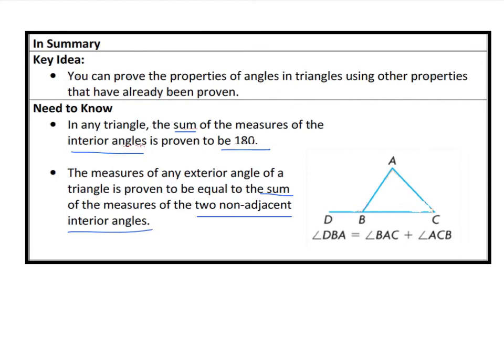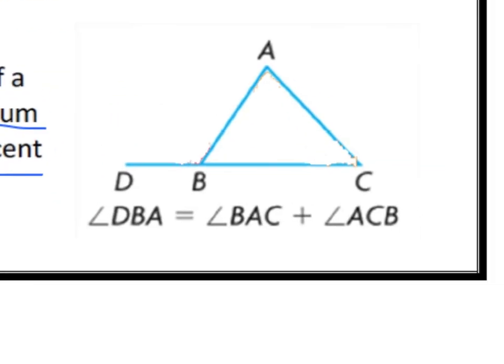So what does that mean? It means DBA, let's zoom in here a little bit. So DBA, this angle right here, is equal to the sum of BAC plus ACB. I'm not going to try and color it in because it just doesn't seem to be working for me. There you go. So this angle is equal to the sum of these two angles.